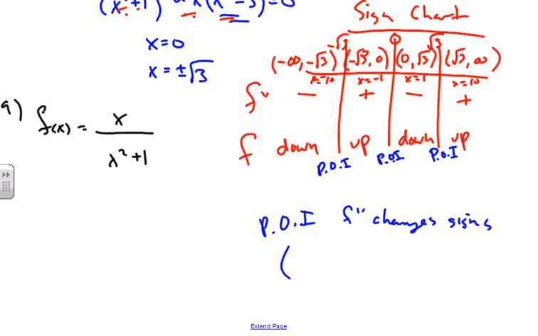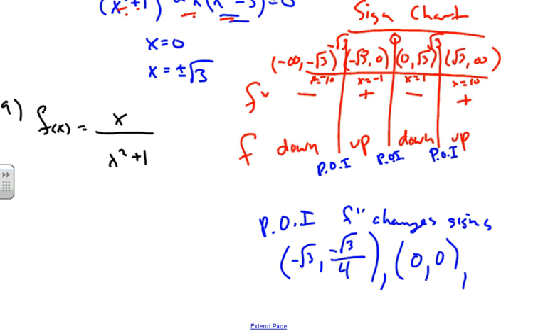Now we have to plug that back into our original equation. So from here, we're going to plug in negative square root of 3. Back into here, we have negative square root of 3 on the top. On the bottom, we have negative square root of 3 squared, which is 3, plus 1, which is 4. That's one of them. We plug in a 0. So 0 on top is 0 over 1, which is still 0.